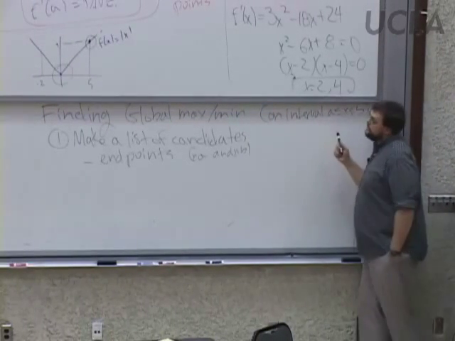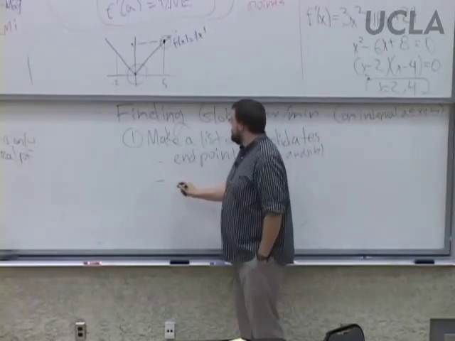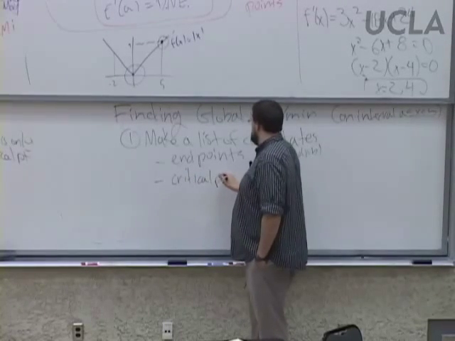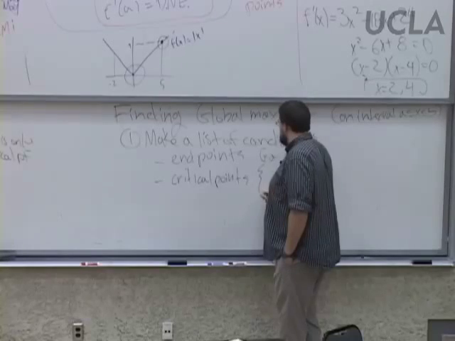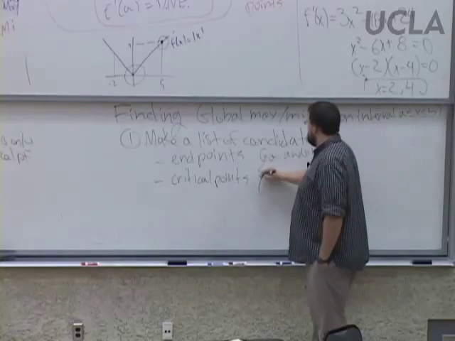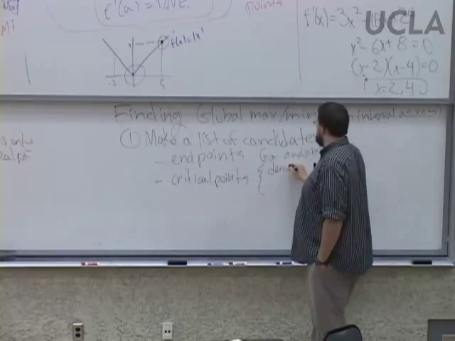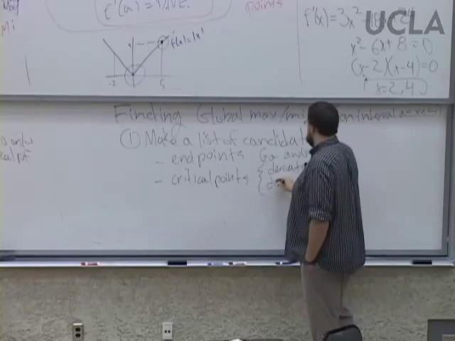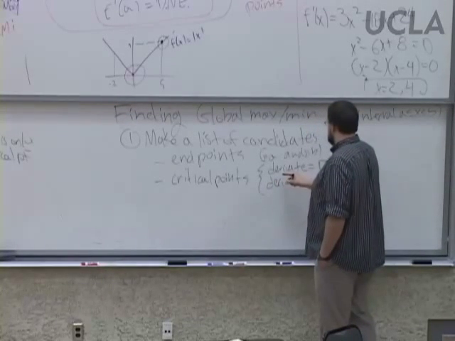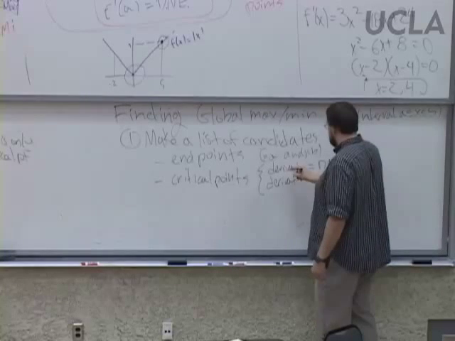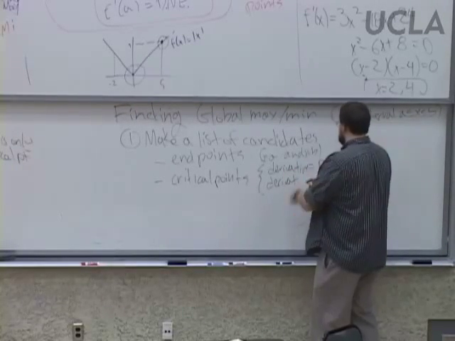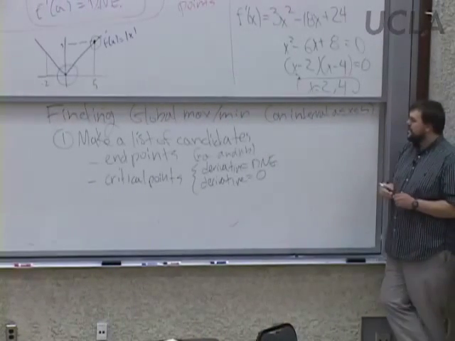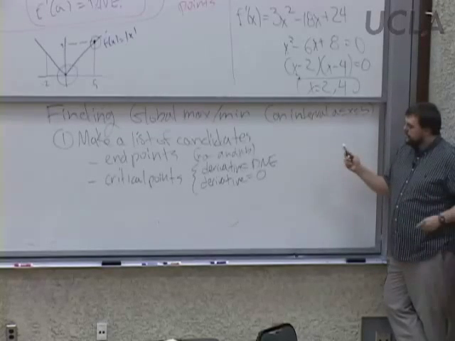And then the other ones come from the critical points. So these are, and there's essentially two kinds of critical points to look for. And you look for them simultaneously. The derivative is undefined, and the derivative is 0. OK. I should be able to spell derivative. OK. I should know by now how to spell derivative. All right. So either the derivative is undefined or derivative is 0.